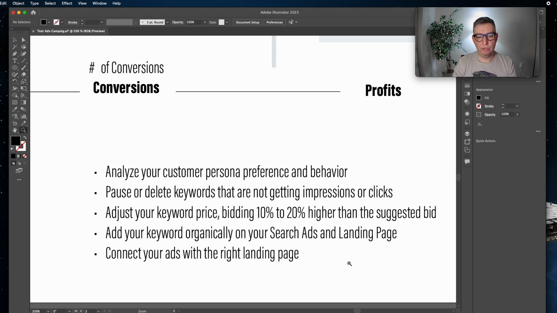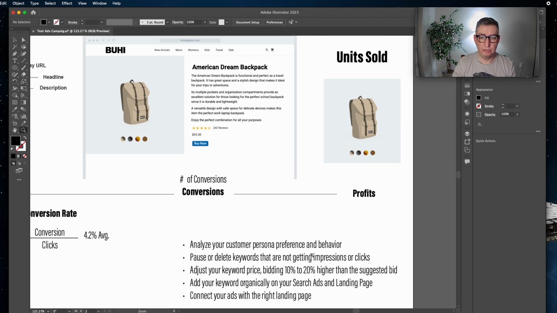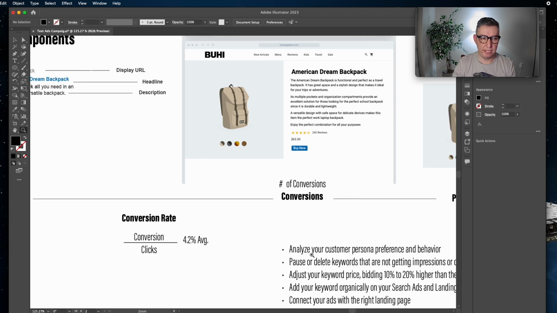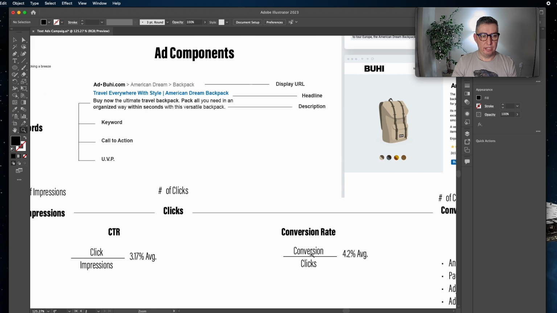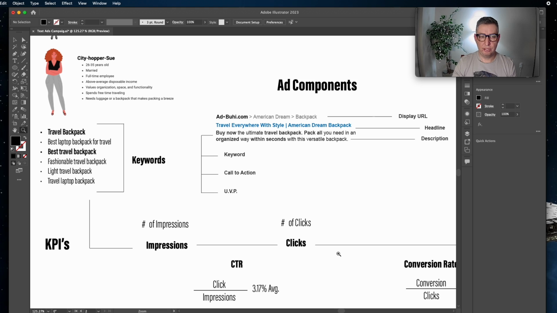Add your keywords in a way that makes sense and looks organic, and insert them in your landing page and ads, and obviously connect your ads with the right landing page, which is, I think, one of the most important things you have to do, and one of the most common mistakes I've seen in this simulator and generally on search campaigns.